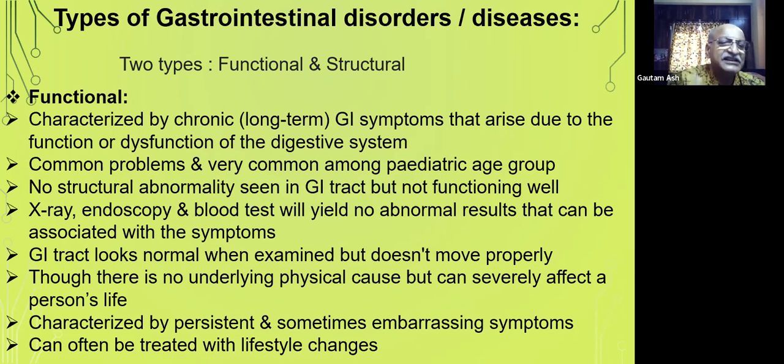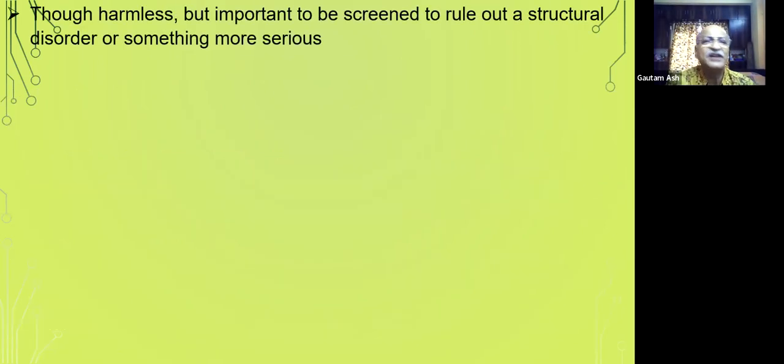So here hypersecretion of acid is going to be there. Initially there is no need of taking medicine, but the patient has to cope with the situation so that the acidity will be reduced. This is called lifestyle change, or some dietary change has to be done if diet is the cause. Though these are harmless functional conditions, it is important to screen to rule out a structural disorder or something more serious.